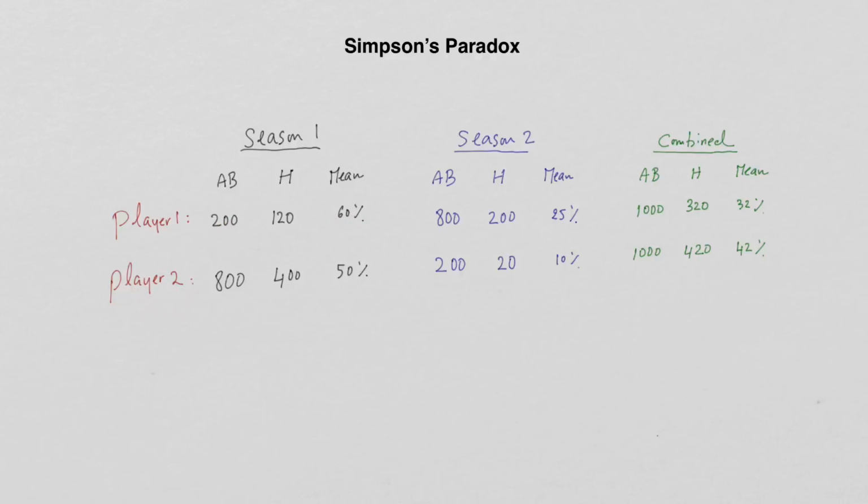Player 2, on the other hand, had 400 hits and 800 at-bats. So basically, this is half that. So the ratio is 50%. So the batting average for player 1 is 60%. And the batting average for player 2 is 50%. So clearly, player 1 did better than player 2 during the first season. So keep that in mind. Player 1 did better than player 2.